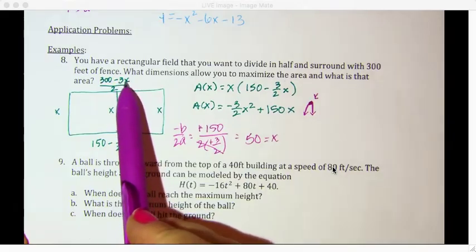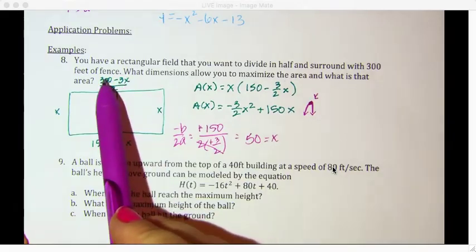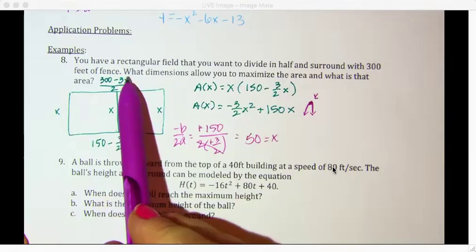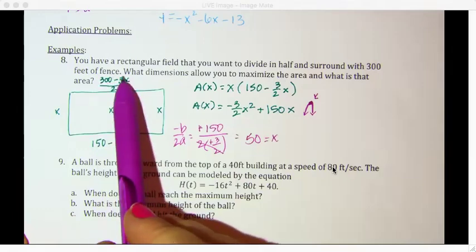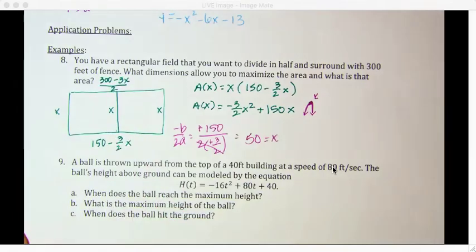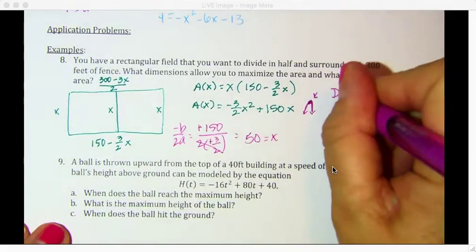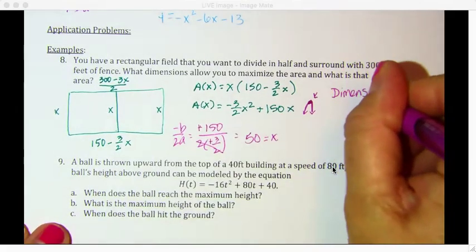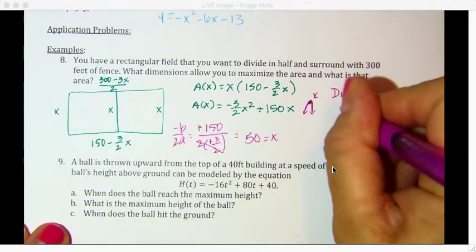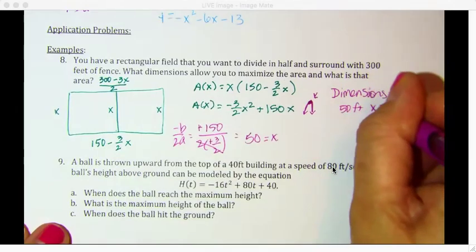3 times 50 would be 150. 300 minus 150 is 150. 150 divided by 2 is 75. So my dimensions are 50 feet by 75 feet.